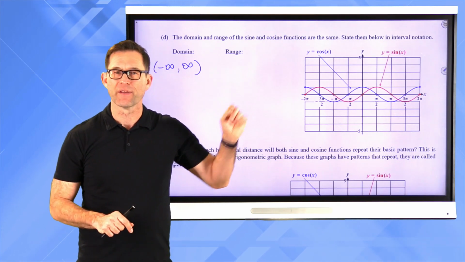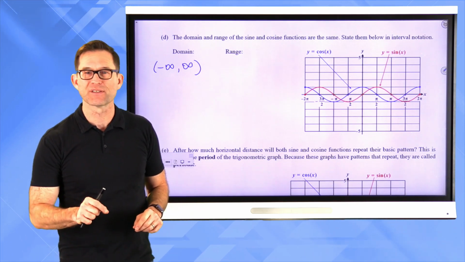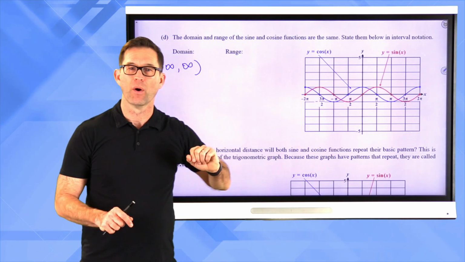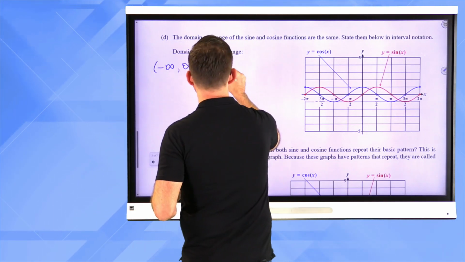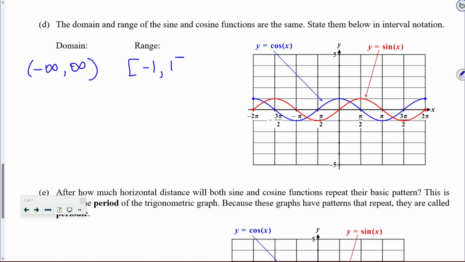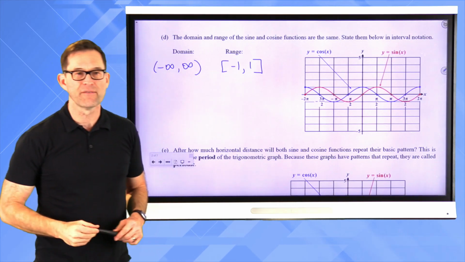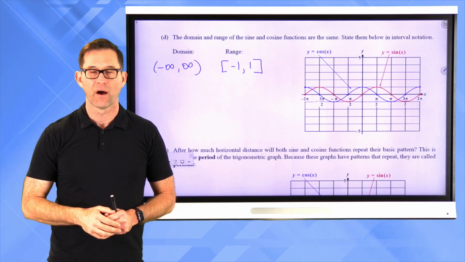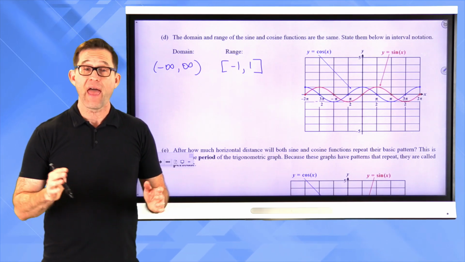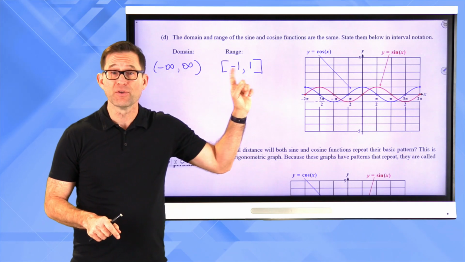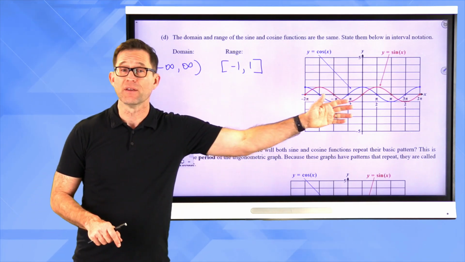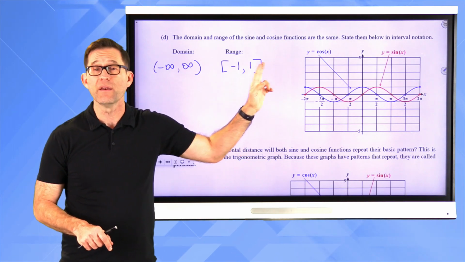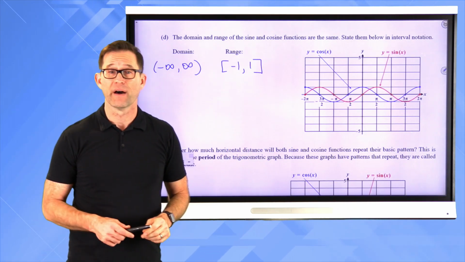Now the range, on the other hand, the actual outputs, those go between negative 1 and positive 1, right? There is no way to get either a sine or a cosine value that is outside of the interval negative 1 to 1, all right? And on top of that, every single value in between gets hit. These are continuous functions, and we will hit every y value between negative 1 and 1, every output value.